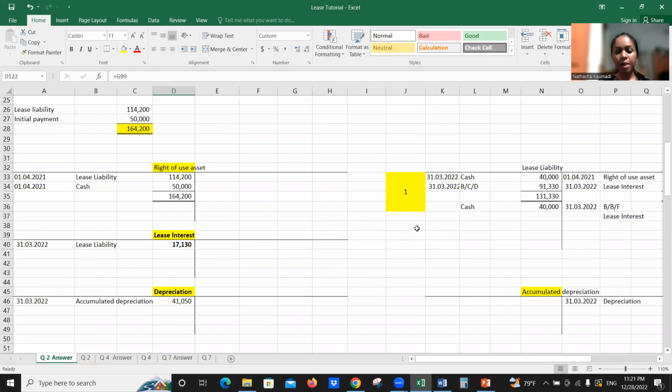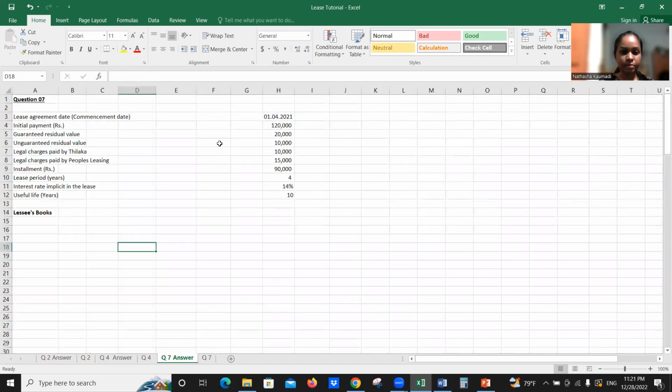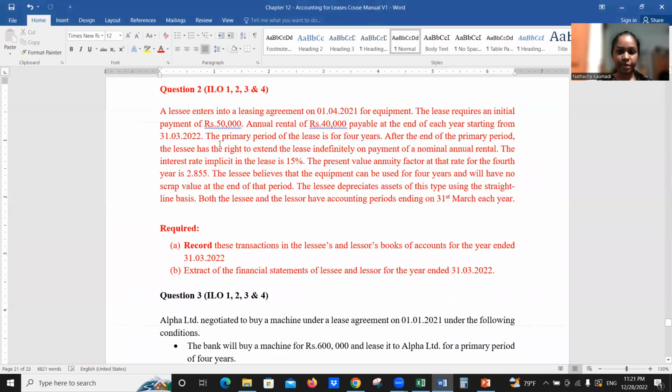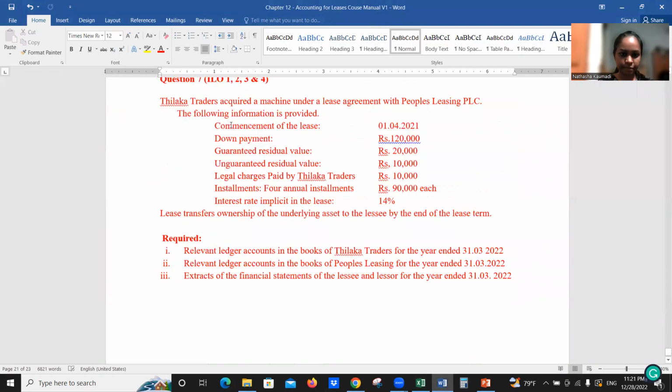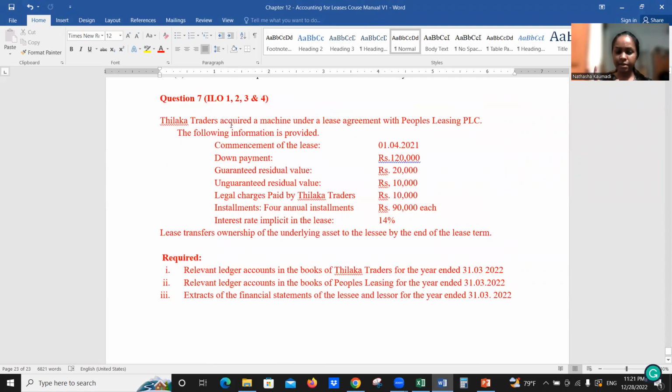Okay, now I'll be moving to the next one, this question. Question number 7. Okay, this is very similar to question number 2, but there are some important things you need to remember. We'll read this first. Tilaka Traders acquired a machine under a lease agreement with People's Leasing PLC. Now, who is the lessee? Tilaka Traders. They are the ones who acquired it. Tilaka Traders is the lessee. Who is the lessor? People's Leasing PLC. The following information is provided.